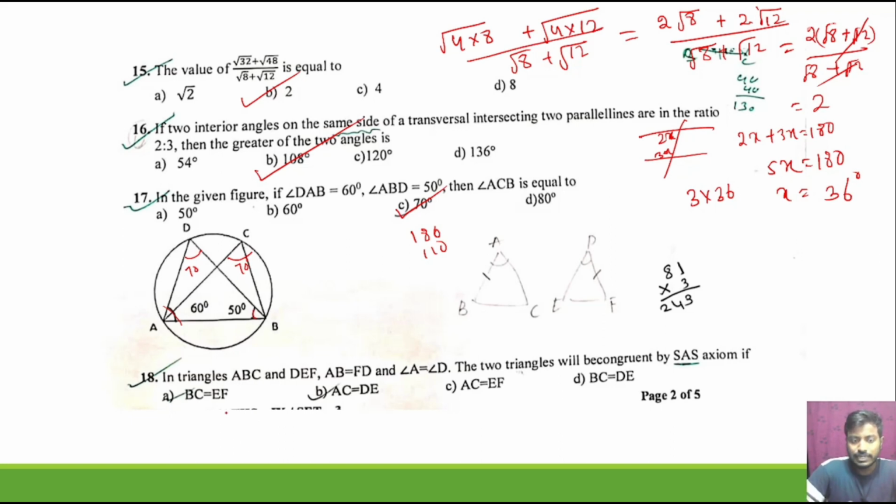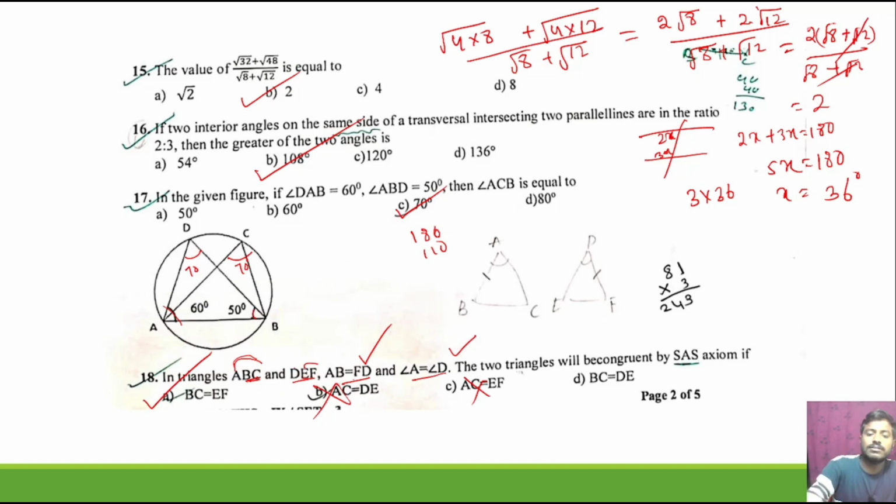Next question. In triangle ABC and DEF, AB equal to FD, angle A equal to angle D, the two triangles will be congruent by such axiom if SAS, meaning side angle side. Here a side is given, an angle is given, another side that is BC, EF. Check BC, EF, and AC, DE: first and last, then DE, no. AC, EF: first and last, then EF, no. Option D: BC, DE: last two, DE, no, first two. So option A is the correct answer.